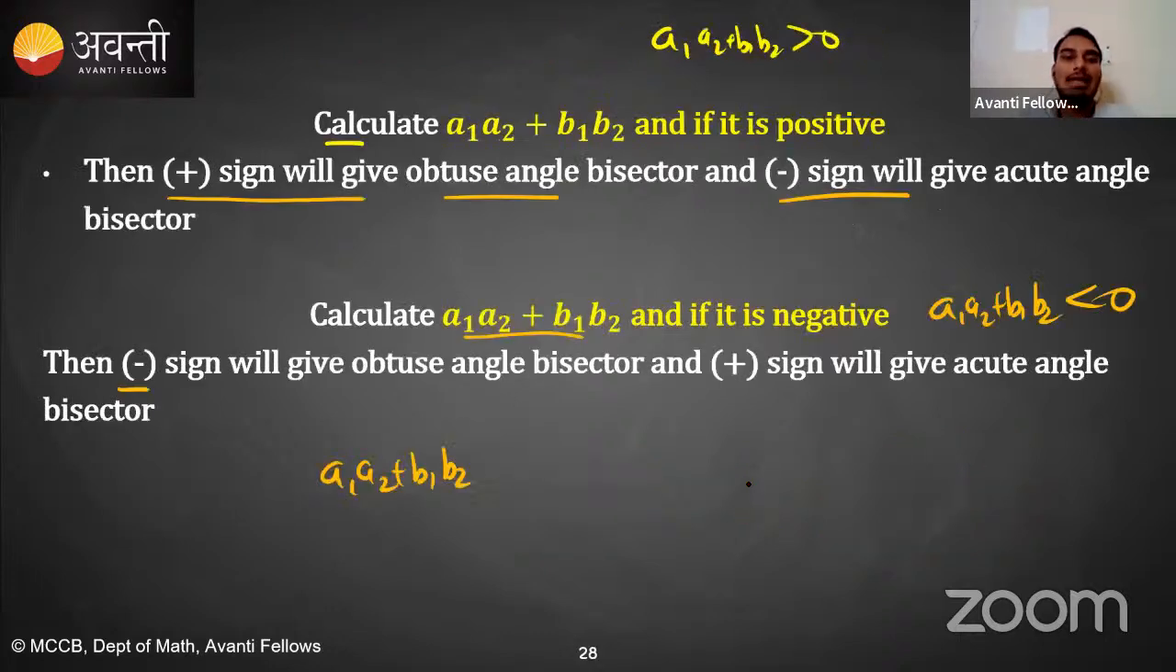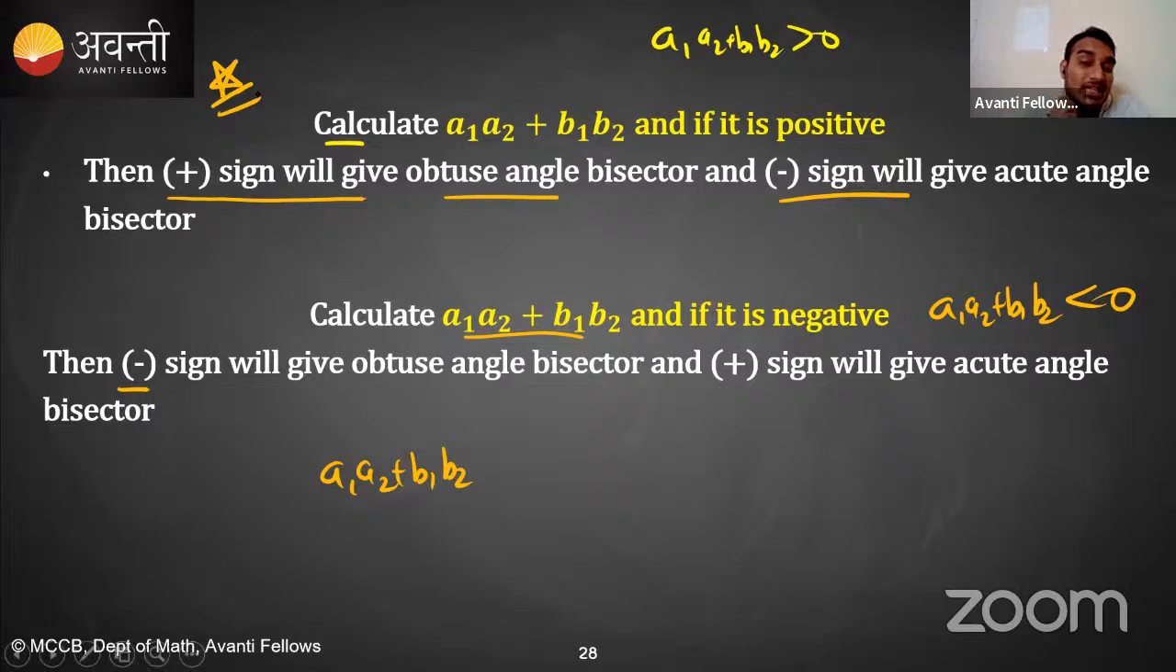Clear? So how will you calculate the obtuse angle bisector or acute angle bisector? First calculate a1 a2 plus b1 b2. Whatever sign I am getting for a1 a2 plus b1 b2, for the same sign I will get the obtuse angle bisector, and then the opposite sign will give me the acute angle bisector. Is this clear, students? Please note this. It is a very important property. Okay, it is very important.